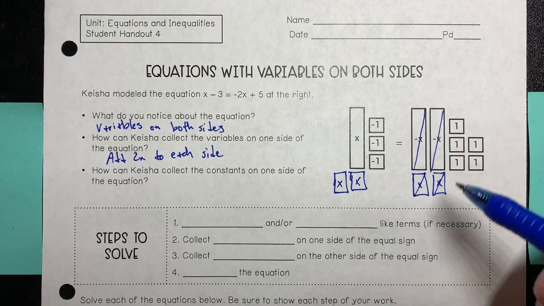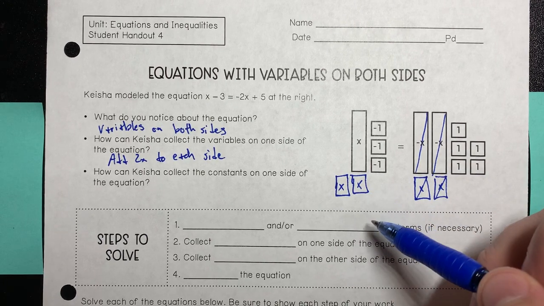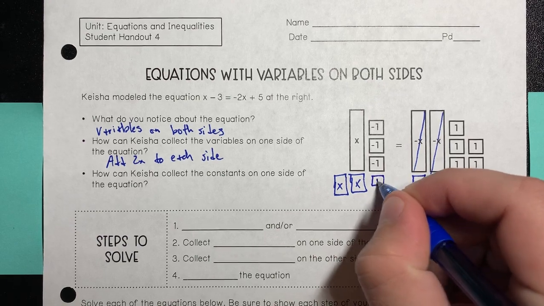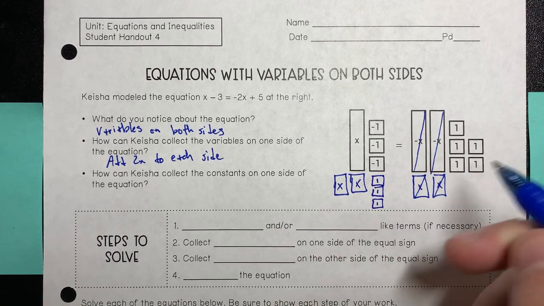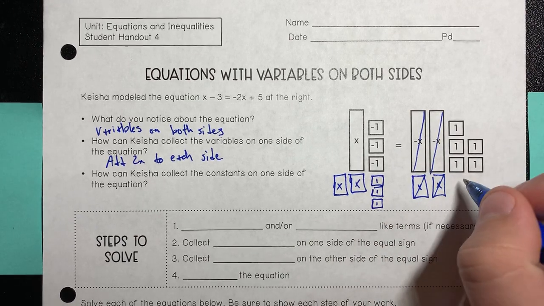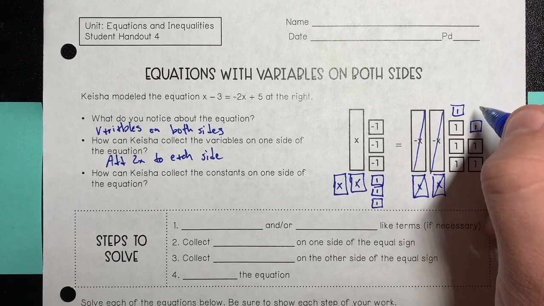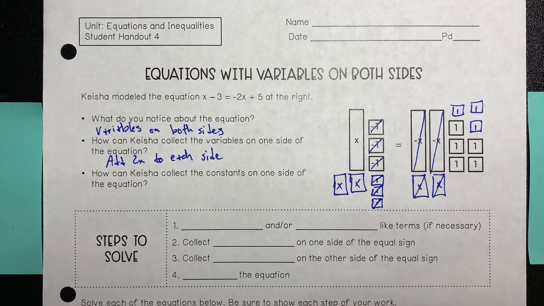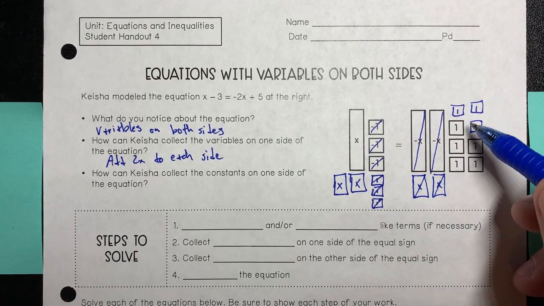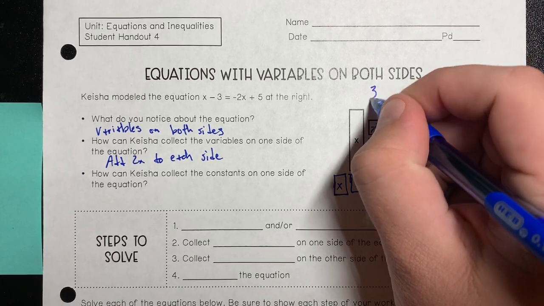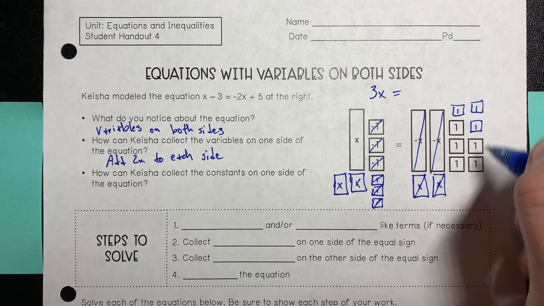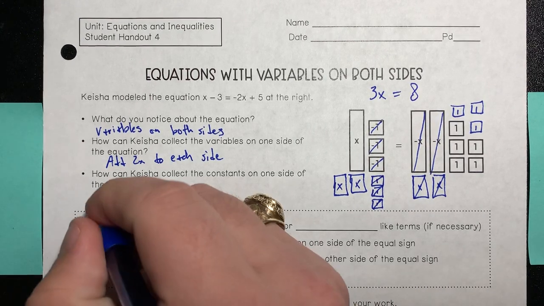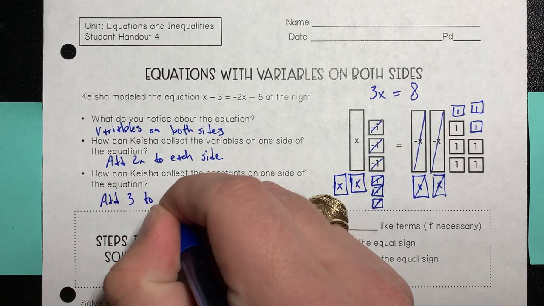Well, we already talked about that. If we have our variables now on the left side, we need to get everything else on the right side. So what can we do? We can add 3 ones, like I said earlier, to this side, and anything we do on one side of the equal sign, we have to do to the other side, remember? So we can add 3 ones over here. And so what happens? Well, these cancel out, leaving us with our variables on one side and our constants on the other. So just to show you guys, this would be equal to 3x equals 8. And so just coming back to here, how can Keisha collect the constants? We can add 3 to each side.